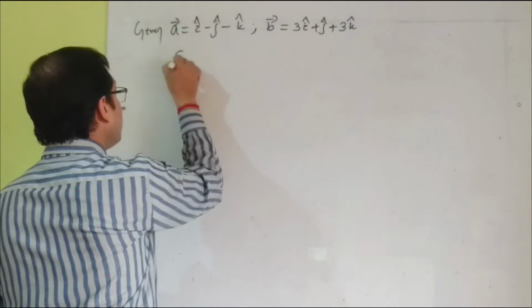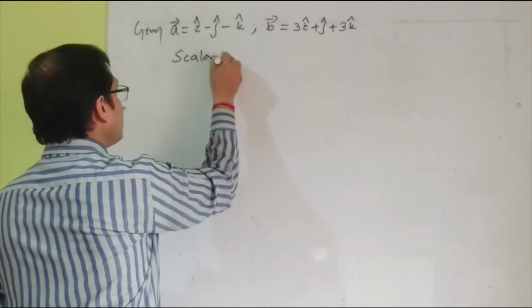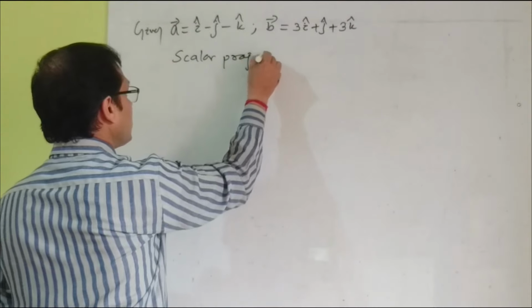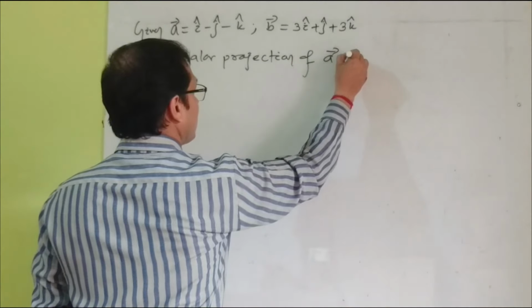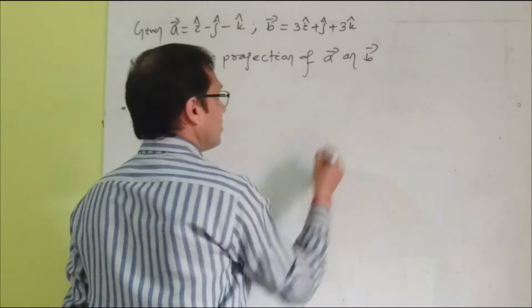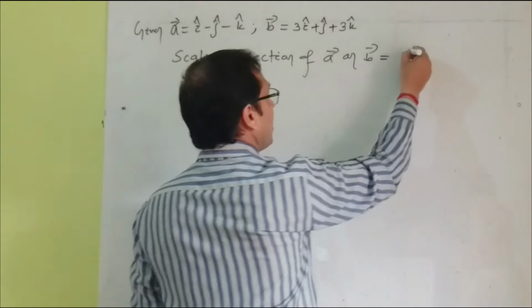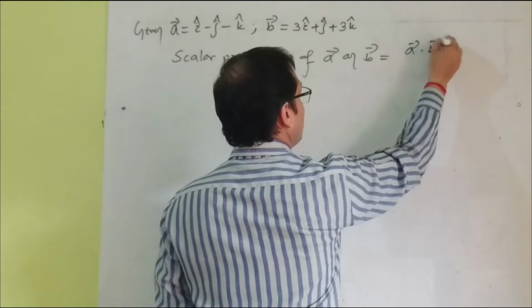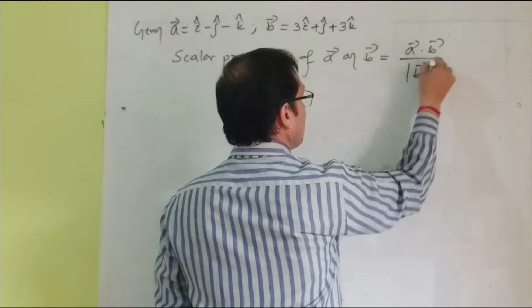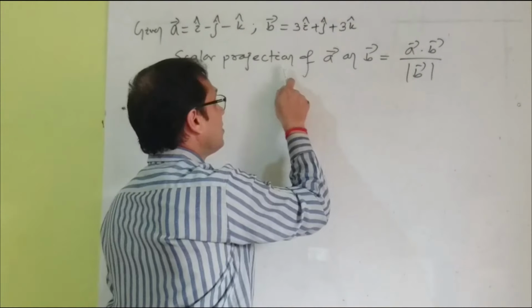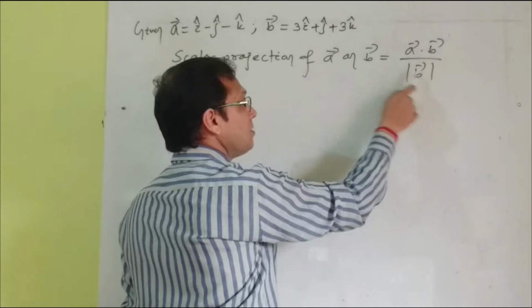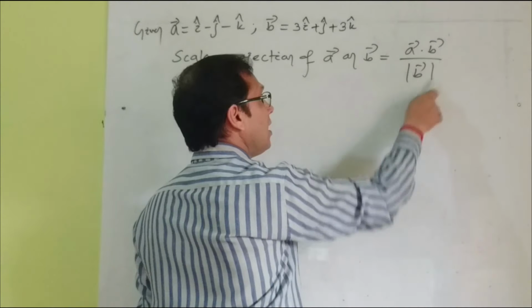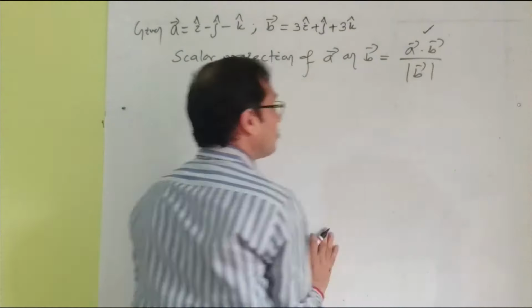You have to find the scalar projection of A vector on B vector. That means what? A dot B by B vector magnitude. All of you know that is the scalar projection of A on B. On B means B magnitude should be at the denominator, and at the numerator their dot product.